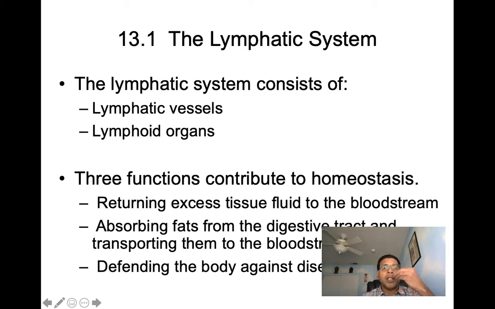So when we eat fats, they get absorbed in our intestine by the lymphatic system, which will then transport them to the bloodstream. And then the third function we can check out here is to defend the body against disease. This last function is going to be mainly carried out by white blood cells that are going to be found in the lymphatic vessels, in the lymphoid organs, and in the blood.